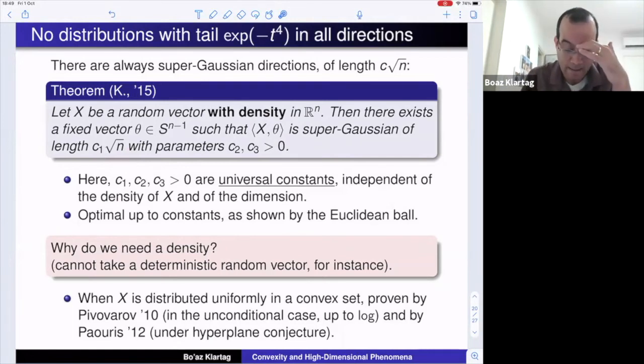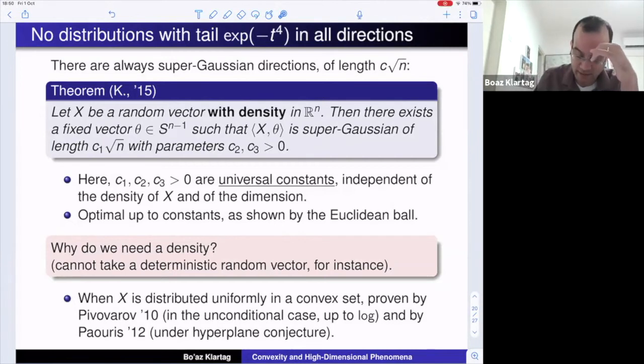Okay, so this is something to say about high-dimensional distributions. I don't know what else could be said in such generality. It's optimal up to a constant, as we showed by the Euclidean ball. And of course, without density, you cannot say anything. You could have just a delta measure or something which is supported in a 5-dimensional space, so it's not really n-dimensional. You don't see square root of n. But you can relax this density assumption. You could have some condition that works for distributions that are discrete, for example.